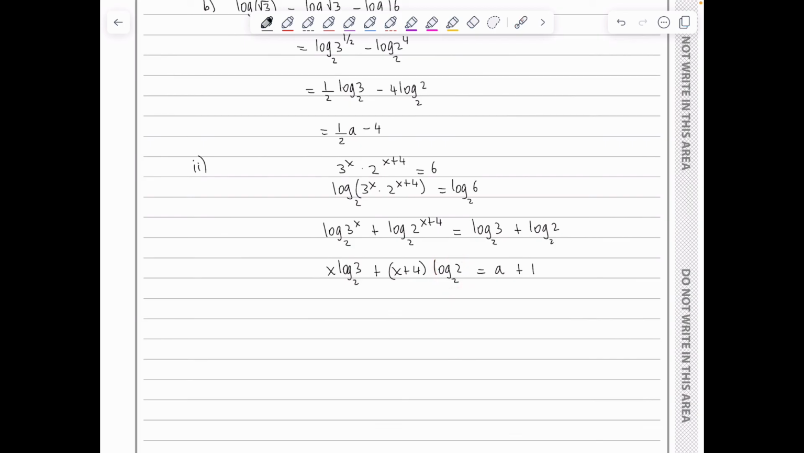So this leads to x times a plus x plus 4 is equal to a plus 1. So xa plus x is a minus 3. I will factor out the x, brackets a plus 1, is a minus 3, which means that x is a minus 3 over a plus 1.